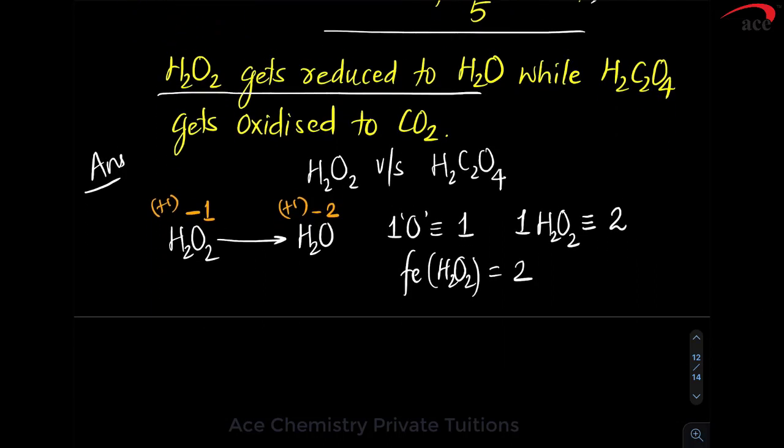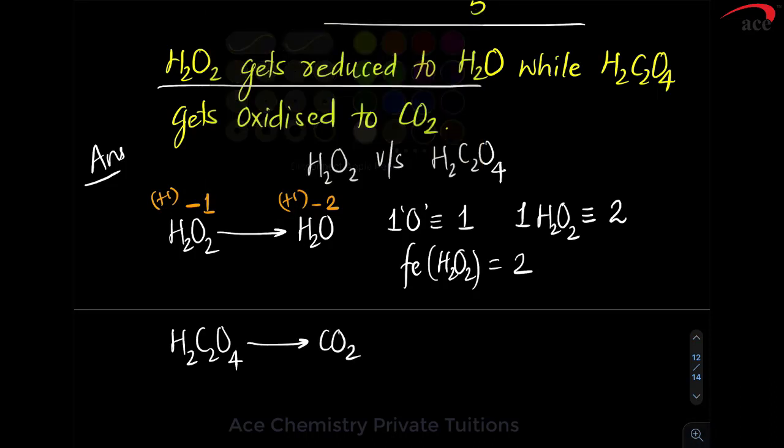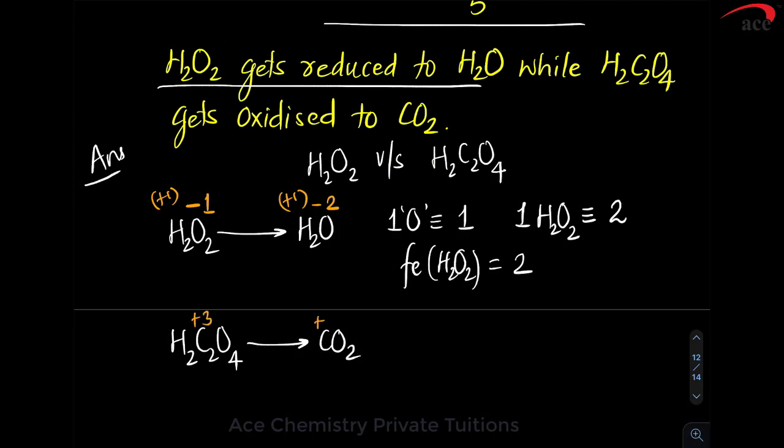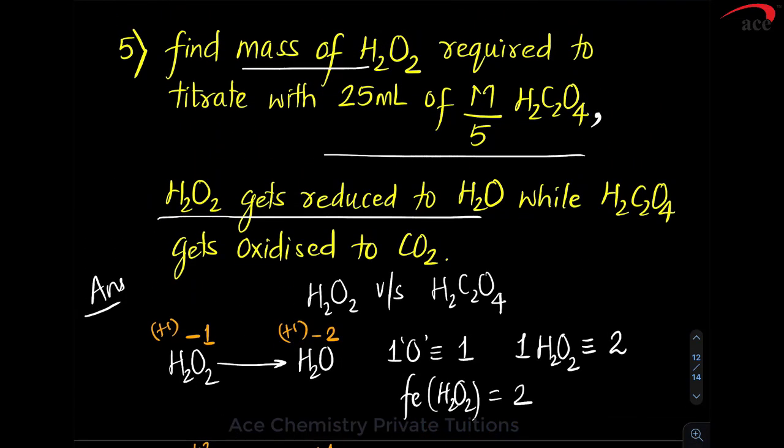You already know it for oxalic acid. Still, if you want, we can solve for oxalic acid also. It gets converted to carbon dioxide. The oxidation state of carbon is +3 in oxalic acid and here it is +4. So for 1 carbon, the factor is 1. But we are dealing with oxalic acid. What is the factor? The factor is 2. So the factor for oxalic acid is 2. That was to know the factor.